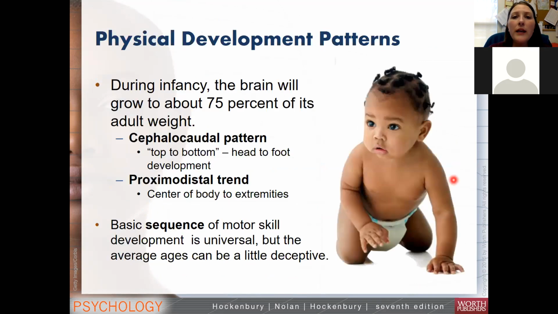Now, what's really interesting about infancy is that the brain grows considerably. It grows to about 75% of its adult weight during infancy. That's a lot of development that happens in the brain during a really short period of time. We also see two patterns here. We see what we call a cephalocaudal pattern, which is kind of top to bottom. This is where we see that improvement in structure and function happens first in the head region. If you hold a baby, the first thing the mom's going to yell at you is support the head, support the neck. Because if you pick up a brand new newborn, the head's going to flop over, because they don't have the neck strength to keep their head up.